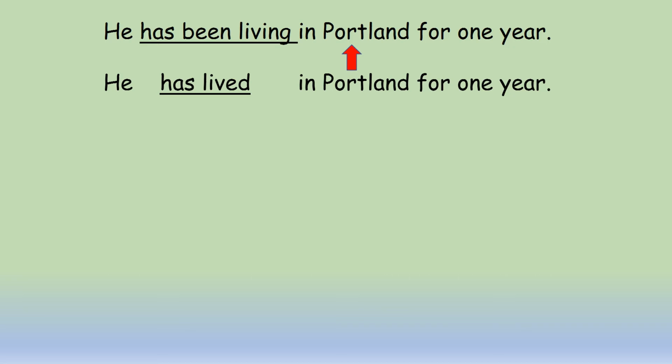Where has he been living? Where has he lived? How long has he been living in Portland? How long has he lived in Portland?